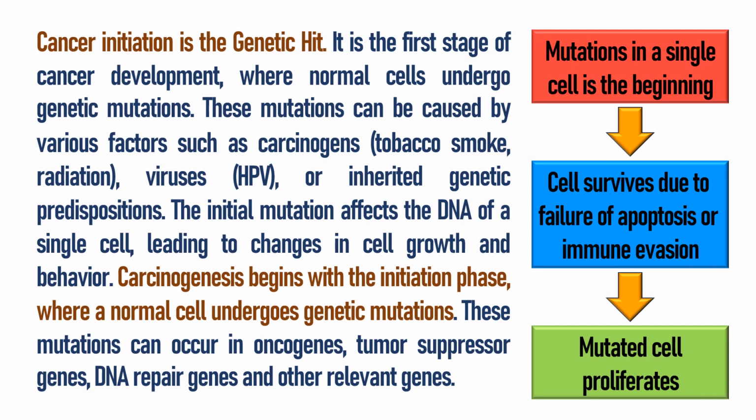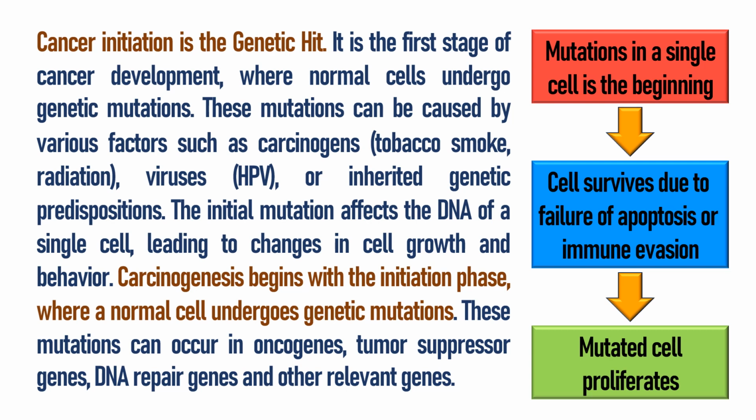Cancer initiation is the genetic hit. It is the first stage of cancer development, where normal cells undergo genetic mutations. These mutations can be caused by various factors such as carcinogens, viruses, or inherited genetic predispositions. The initial mutation affects the DNA of a single cell, leading to changes in cell growth and behavior.